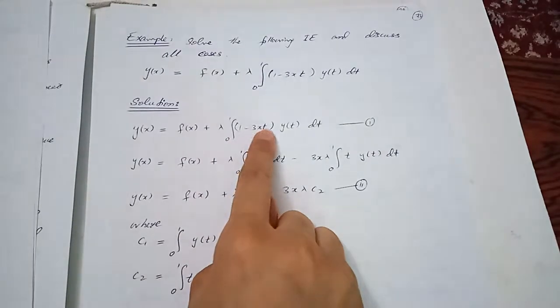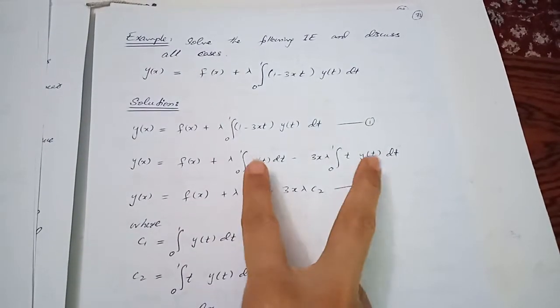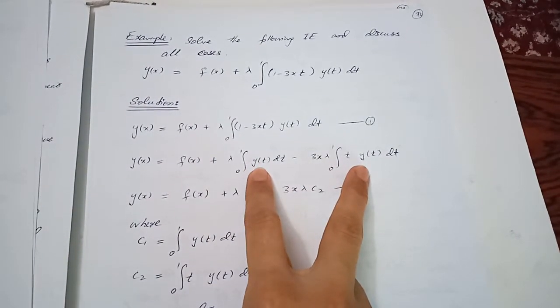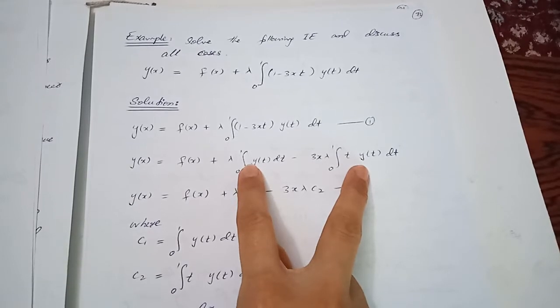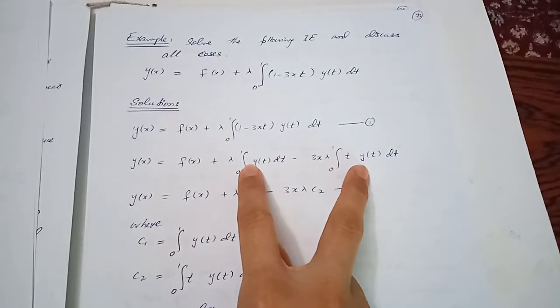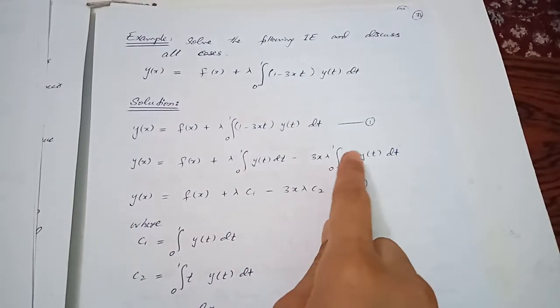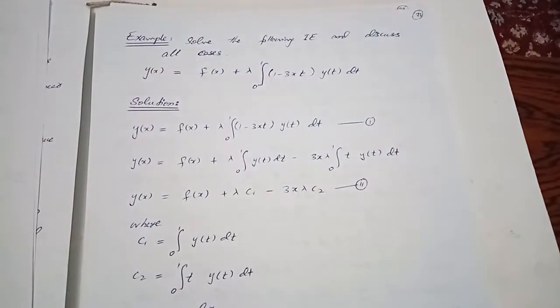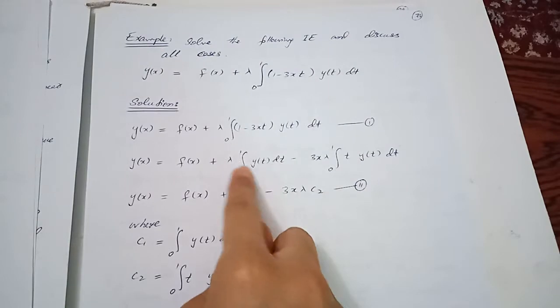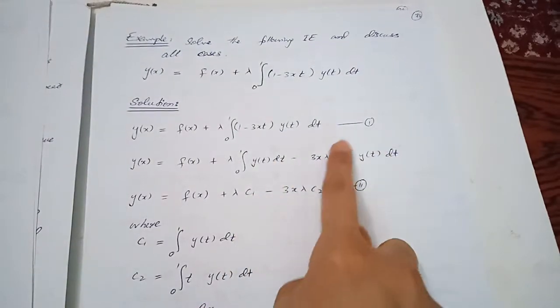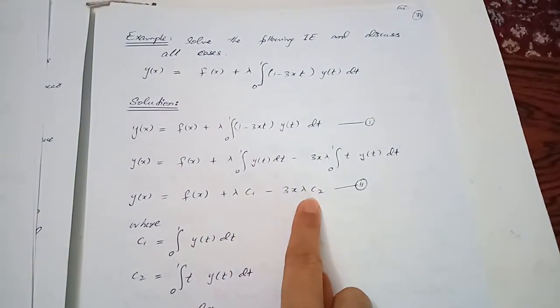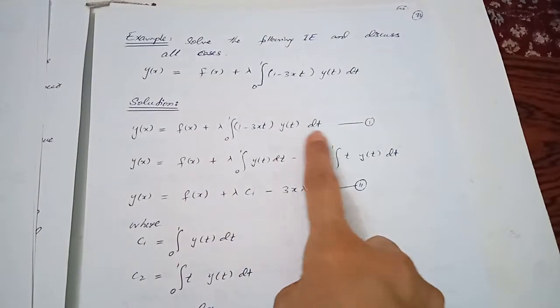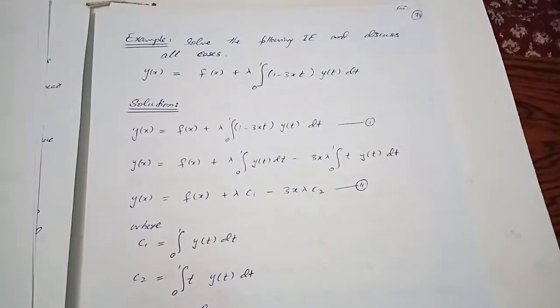So just separate the integral sign into these two parts. After splitting it into two parts, just observe it. If we have any variable other than t, take it out. After taking it out, take this complete integral as c1 and the complete second integral as c2. Mark it as equation number 2 and mark this as equation number 1.